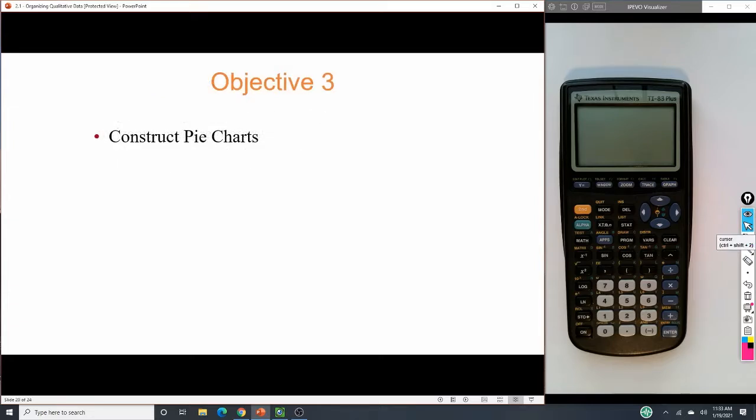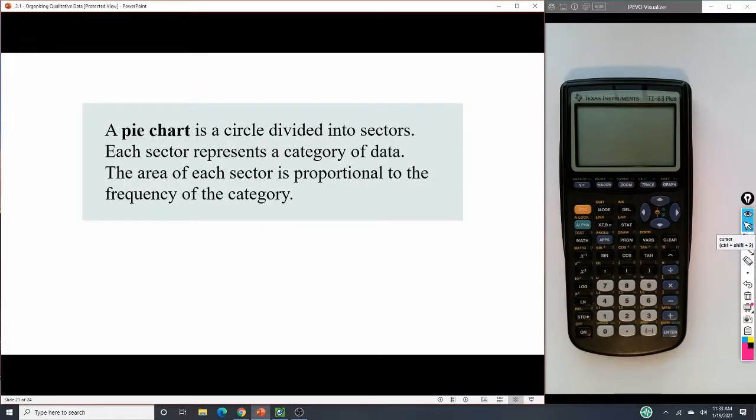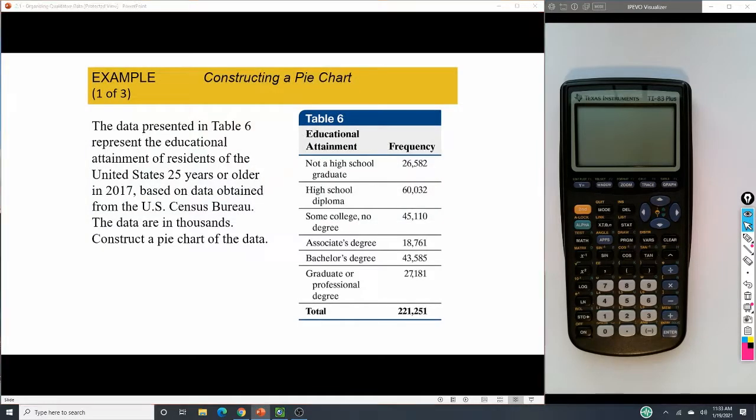All right, last objective, construct pie charts. A pie chart is a circle divided into what we call sectors. It looks like pizza pieces or pie pieces. Each sector is a proportion. So these are always proportions of the frequency. You can think of them as always relative frequency when we look at a pie chart. Again, looking at the education degrees there, we want to take them and break those things down.